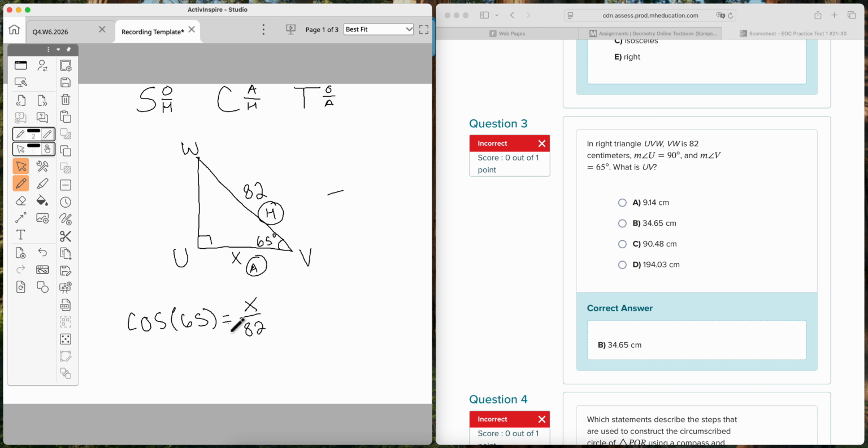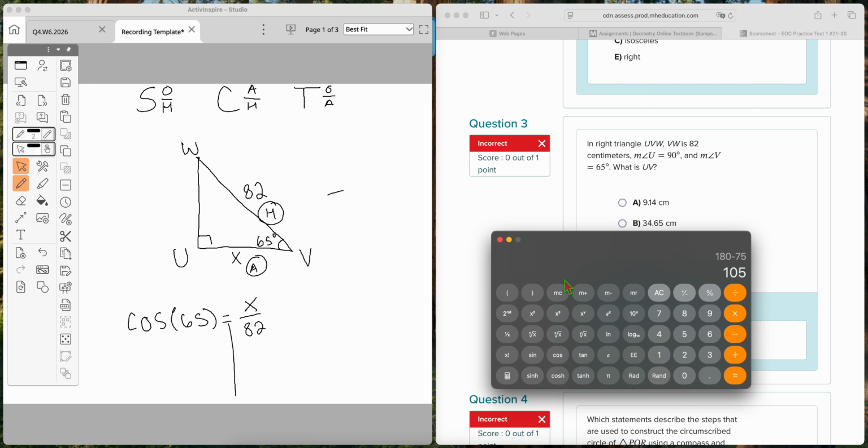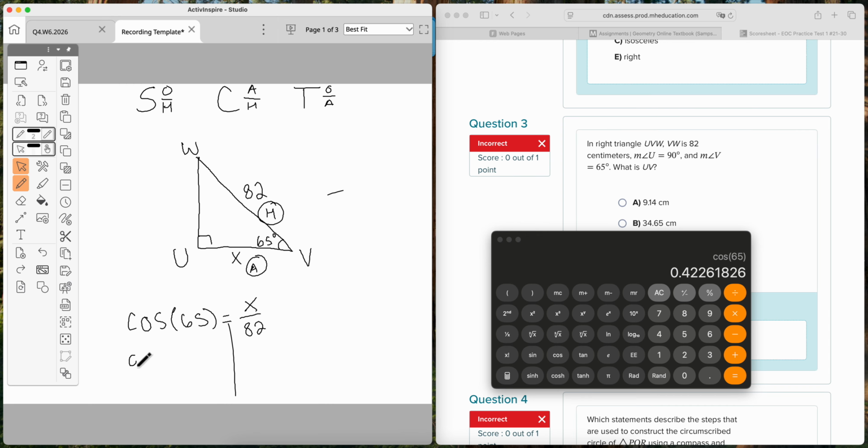And I'm going to treat this like an equation and solve it for x. See if this calculator can do trig functions. It can, okay. So 65 cosine gives me this big decimal, 0.42261826. And I haven't changed anything on the right side yet, but I want to get x by itself, so just think of this as an equation.